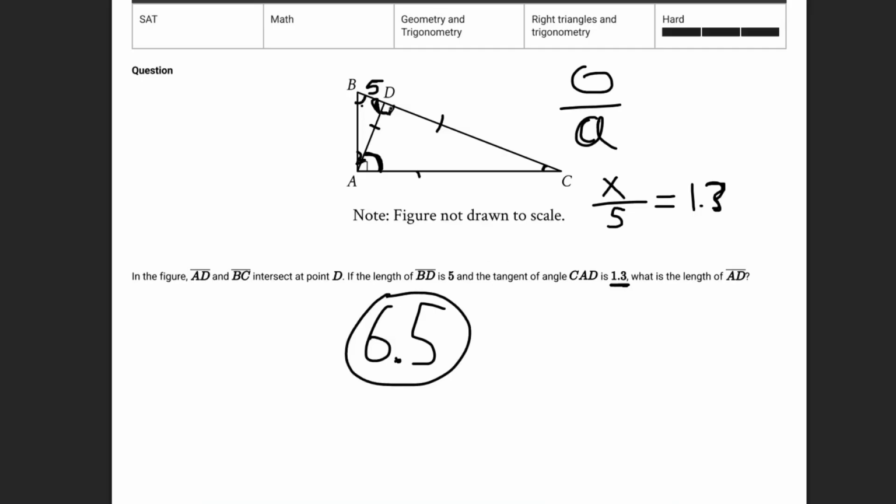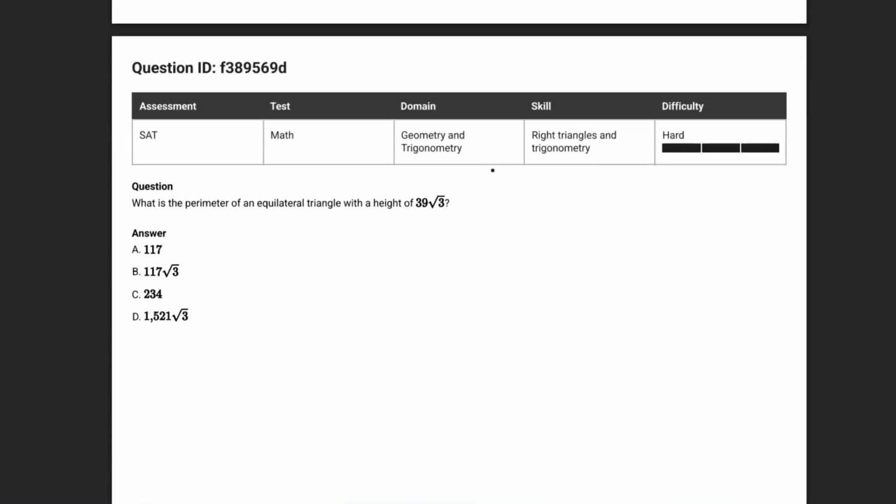It's hard in the sense that you have to figure out the corresponding angle, but other than that, there's not much math involved. So you just have to think about it. What is the perimeter of an equilateral triangle with a height of 39 square root 3?